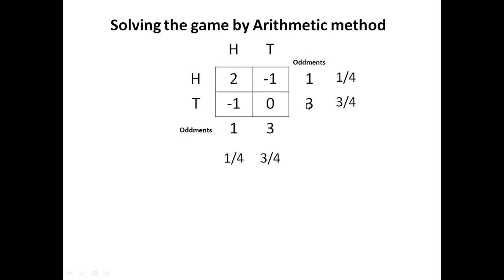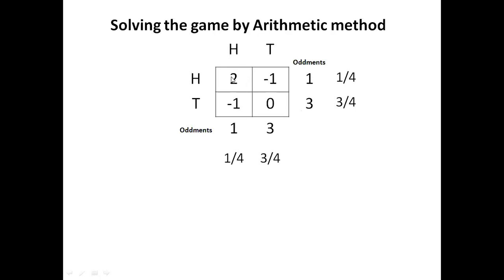This difference is written in one row, and this difference is written in the opposite or remaining row. The difference between minus 1 and 0 is 1, so that is written here. These 1 and 3 are oddments. I hope you have understood this clearly. Then the same thing has to be carried forward for player 2 also.